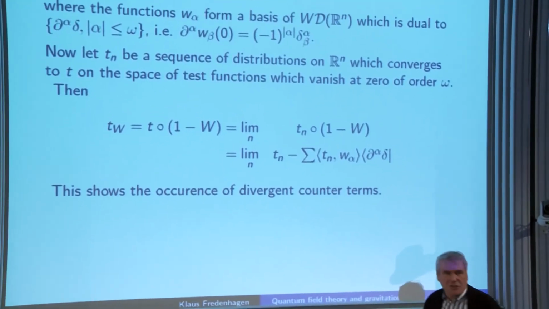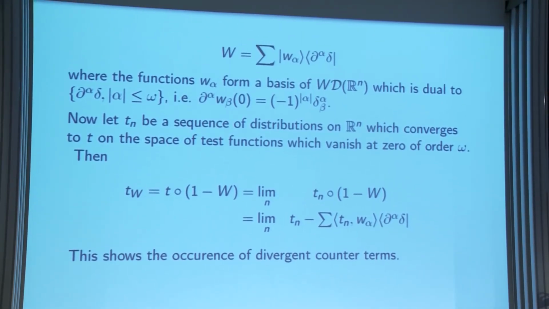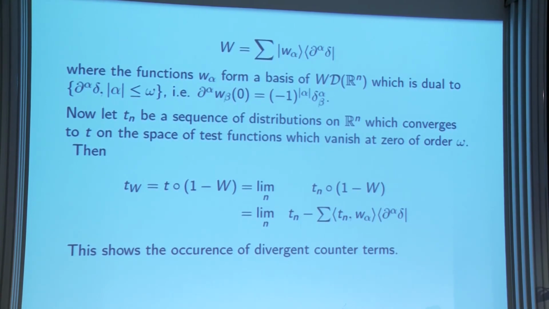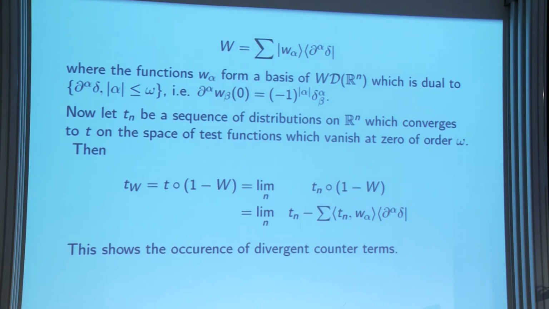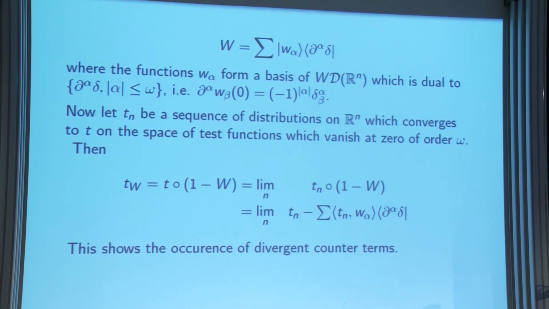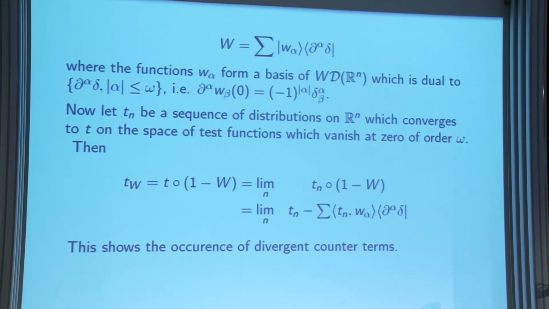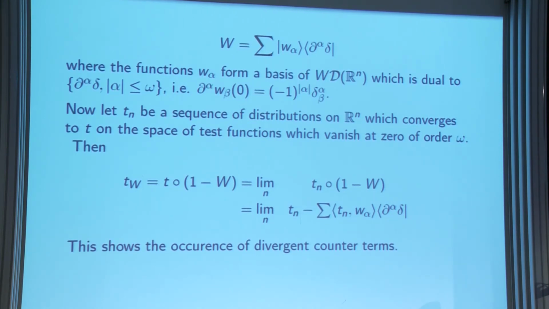Now, such a projection has this simple form that it can be written in Dirac bra-ket notation as a sum over α of W_α times δ^(α). So the functions W_α form a basis of this finite dimensional subspace, which is just dual to the basis of the distributions arising from derivatives of the delta function. This means just that the derivative of W at 0 is the Kronecker delta times some sign.